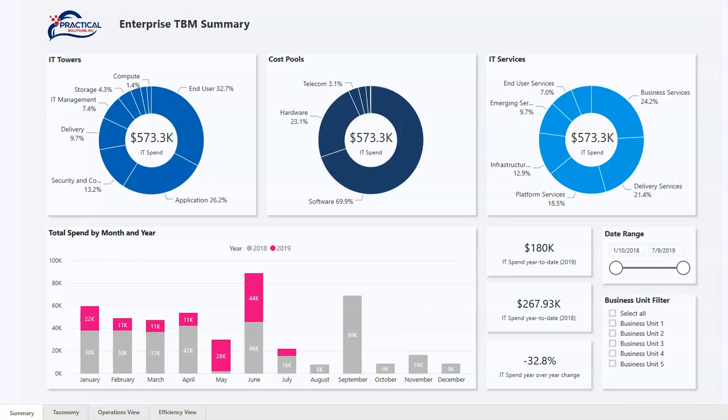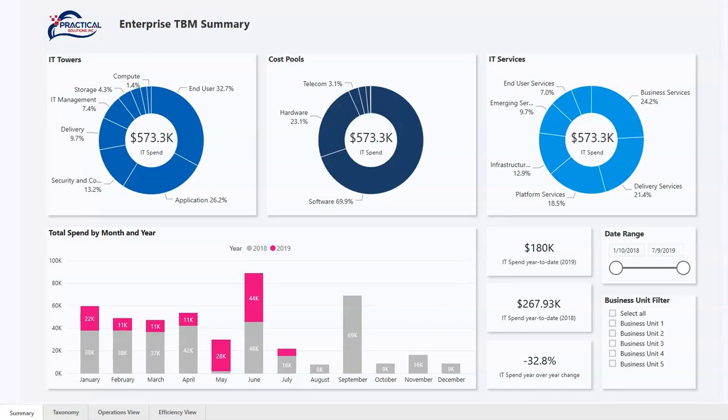TBM stands for Technology Business Management, which is a classification and taxonomy model standardized by the TBM Council and is continuously being adopted by various organizations and federal agencies for the purpose of IT spending transparency. This Power BI dashboard was modeled directly after the standard TBM taxonomy. It includes the general components of the familiar TBM hierarchy, such as IT towers, cost pools, and services.